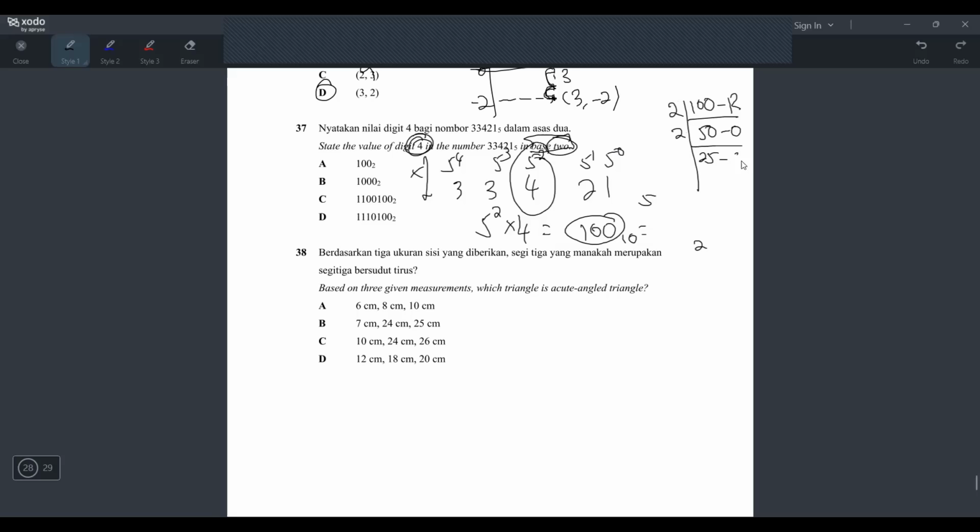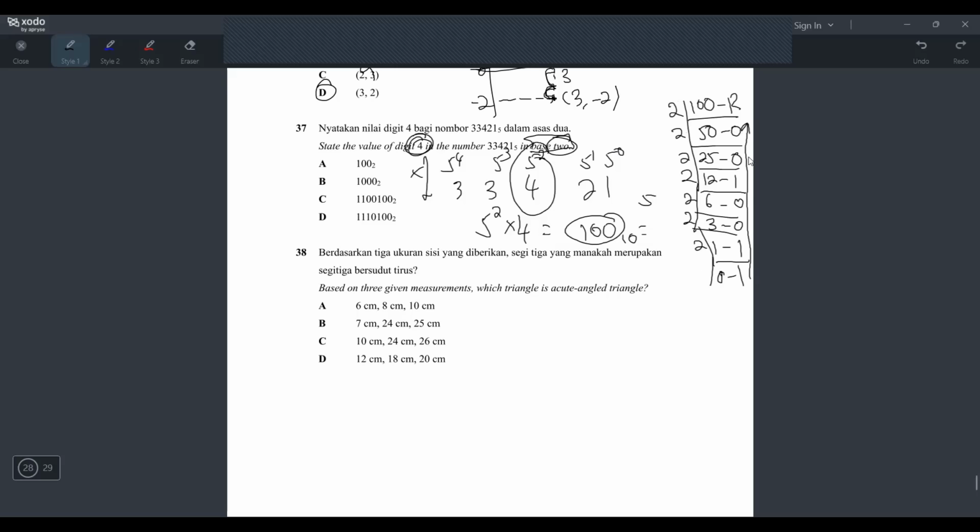2 times 25 is 50, the remainder is 0. 2 times 12 is 24, but I want 25, so the remainder is 1. 2 times 6 is 12, remainder 0. 2 times 3 is 6, remainder 0. 2 times 1 is 2, but I want 3, so remainder is 1. And then divide 2 again. And then 2 times 0 is 0, but I want 1, so remainder is 1.